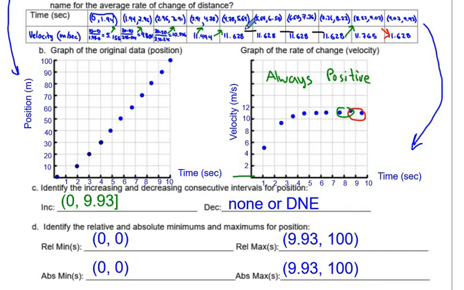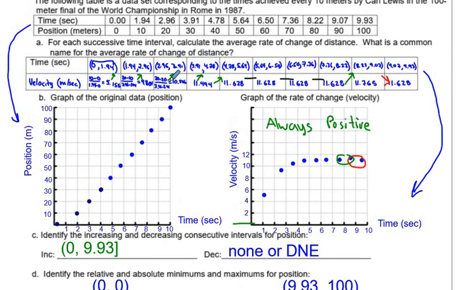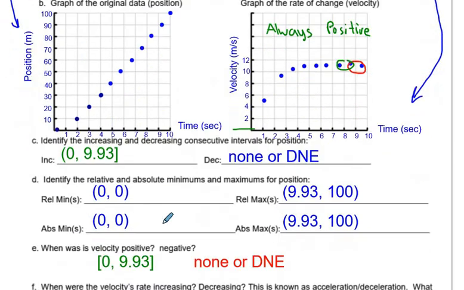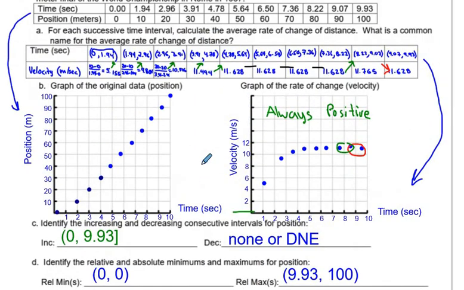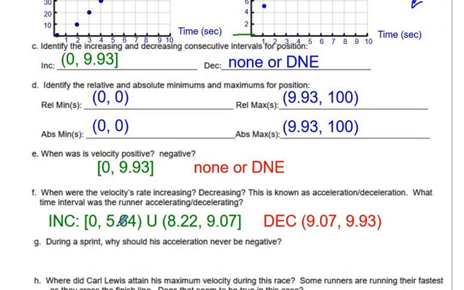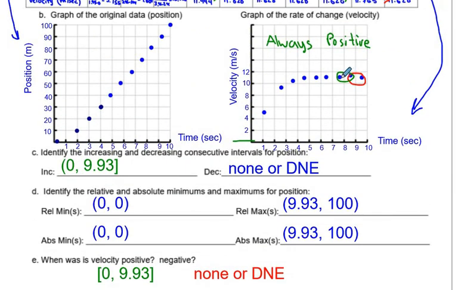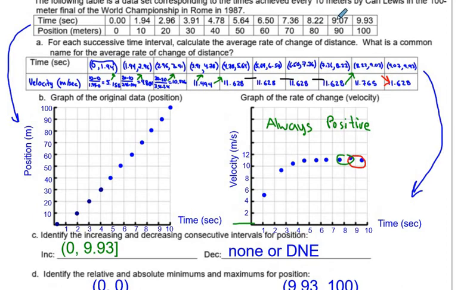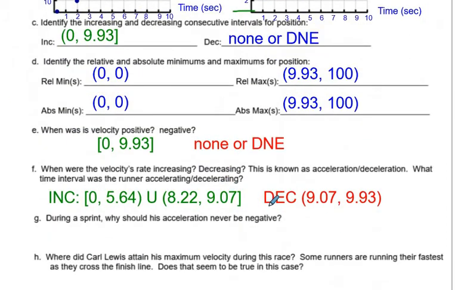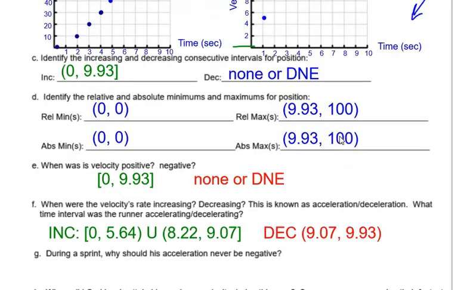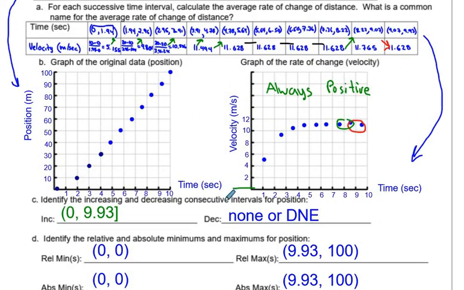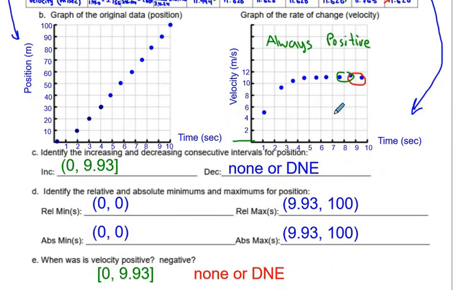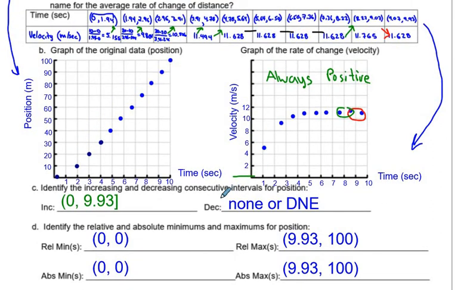So from here to here, I'm just going to use the times above. From 0 until this last value here, from 0 until 5.64, he was increasing his velocity, or accelerating. He also does it a little bit right here. Those values, if you go back up and look at the chart, are between 8.22 and 9.07. And then at the very end, he's decreasing. So from here to here, he's decreasing. And what it would be called in the middle is constant velocity.